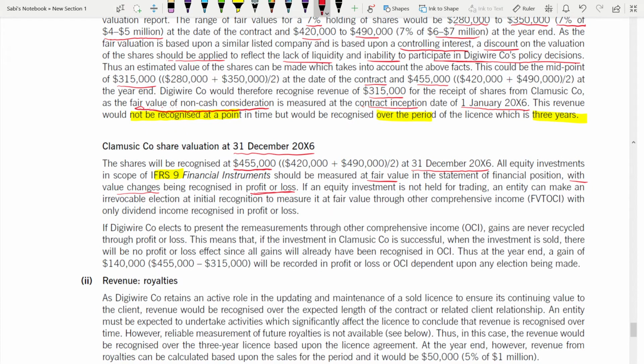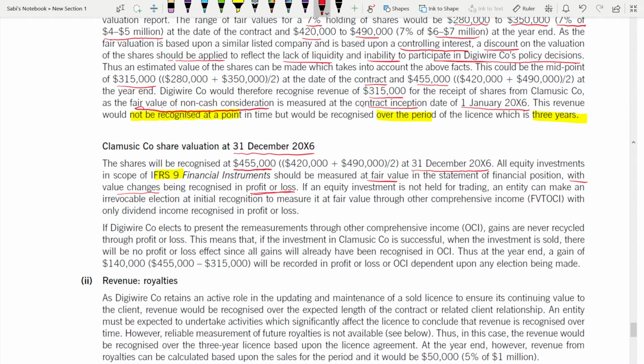So if DGY elects to present the remeasurements through other comprehensive income, gains are never recycled through P&L. Yes, once they make that election through other comprehensive income, gain cannot be recycled in P&L. That's a rule of IFRS 9. This means that if the investment in Clay Music is successful, when the investment is sold, there will be no profit or loss effect since all gains will already have been recognized in OCI. Definitely, when you sell the Clay Music company investment, you will be getting a profit or a loss, right?